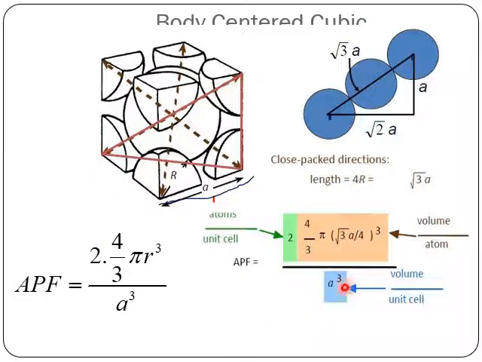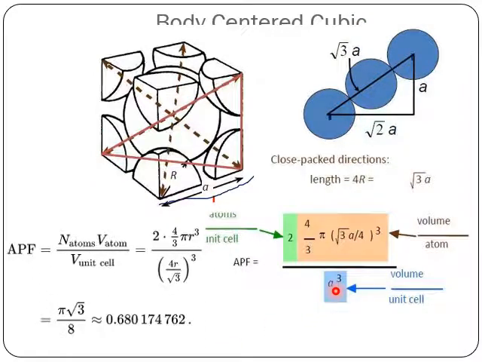Once you do that, you are going to get 2 into 4 by 3 pi R cube, and A we have converted in terms of R. So A is equal to 4R divided by root 3. So R cube, if you take it out, R cube will get cancelled, and if you put it in a calculator, you will get pi root 3 divided by 8, or else you are going to get 68%. Or 0.68. So here it is a little bit more close packed than the simple cube. In the simple cube we got 52.